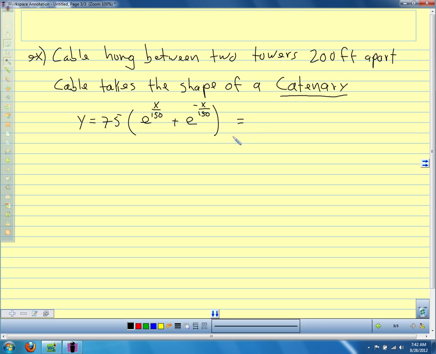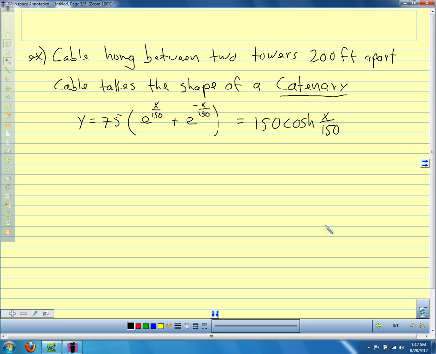And this is... how could I rewrite this in terms of hyperbolic trig functions? You remember? Cosine. And I have a 75 and I have an x over 150, so this turns out to be 150 hyperbolic cosine of x over 150.